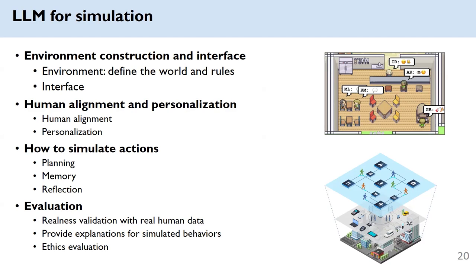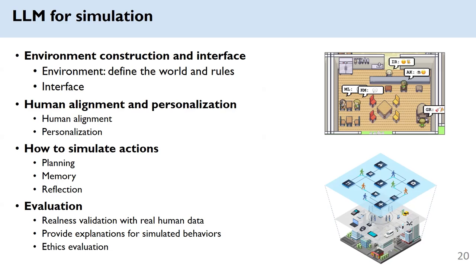interaction between different agents. The second is human alignment and personalization. The agent should be heterogeneous. The agent should not be the same for the human environment. So different agents have different behaviors. So personalization is very important to behave like a specific human.